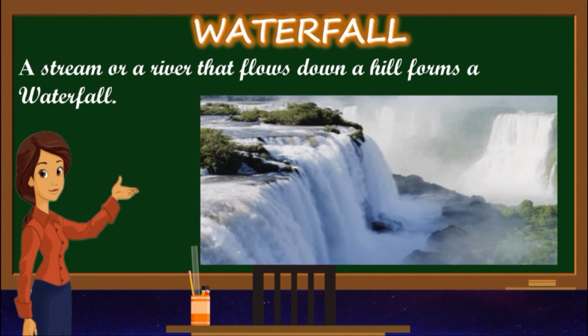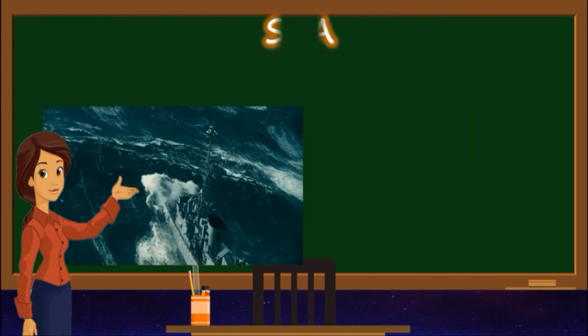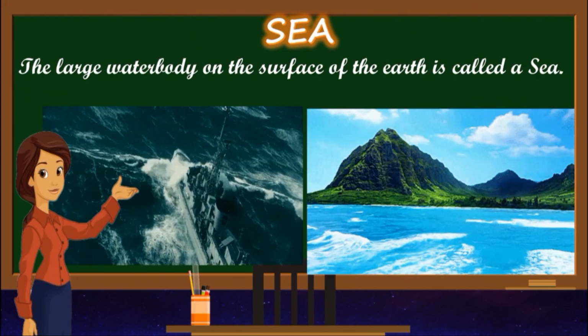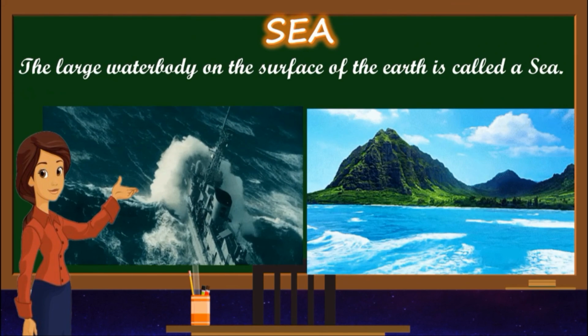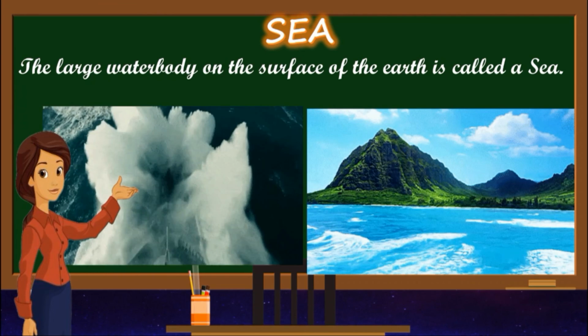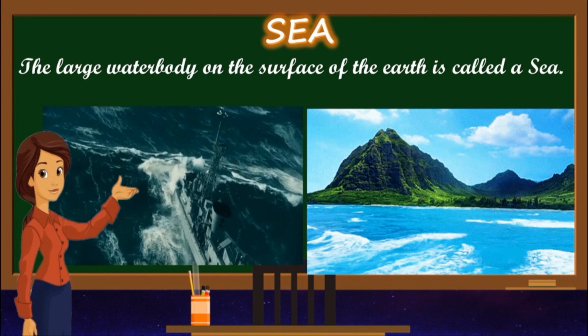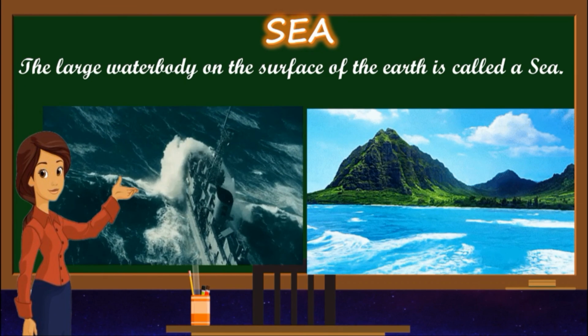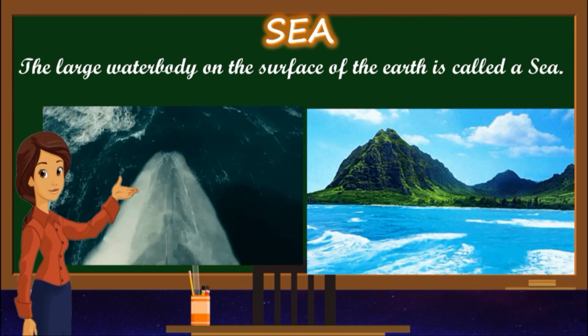Waterfall. A stream or a river that flows down a hill forms a waterfall. So that's all about the waterfall. Next, sea. A large water body on the surface of the earth is called a sea. So this is called a sea.